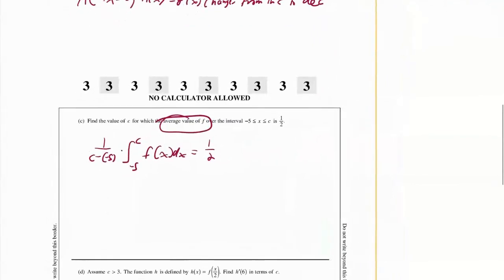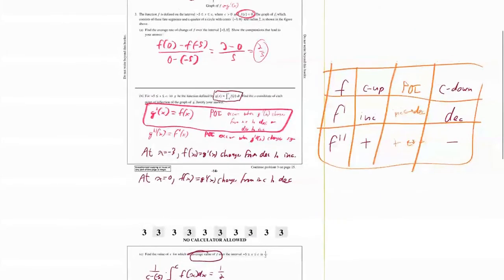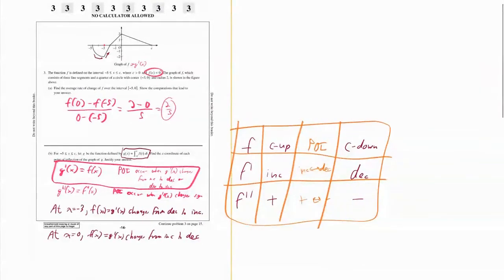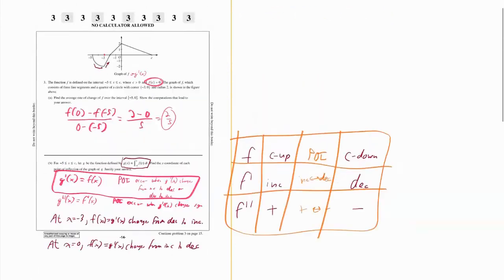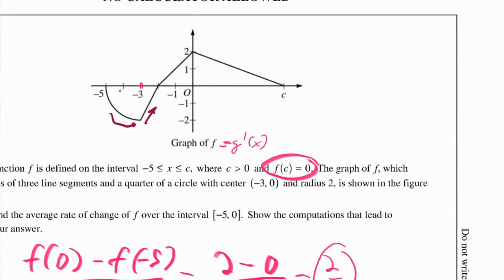So it wants you to find that value, 1 over c plus 5 times the integral from -5 to c. I need to figure out what the integral from -5 to c is. So let's go back up here and get the values down of what these different areas are. This right here is a quarter circle with a radius of 2. So pi times 2 squared is pi times 4. This has an area of pi.